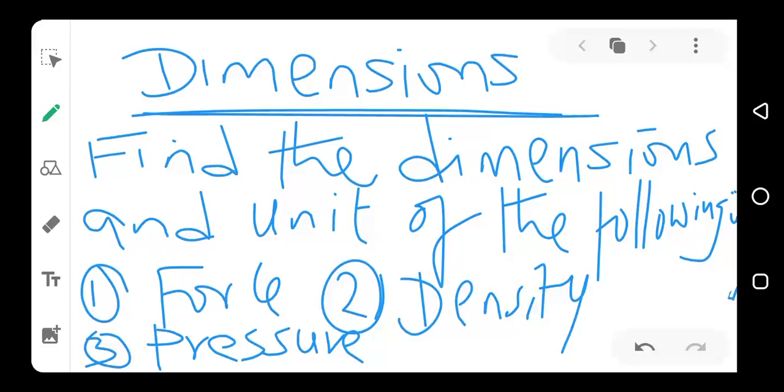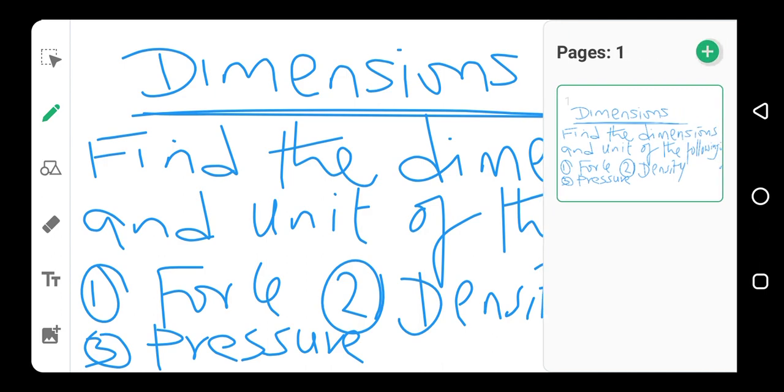So let's solve this assignment on dimensions. We'll find the dimensions and units of force, density, and pressure. For force, number one, force.